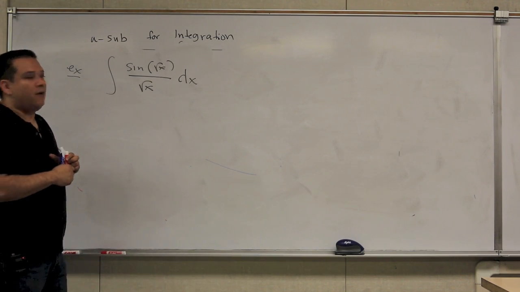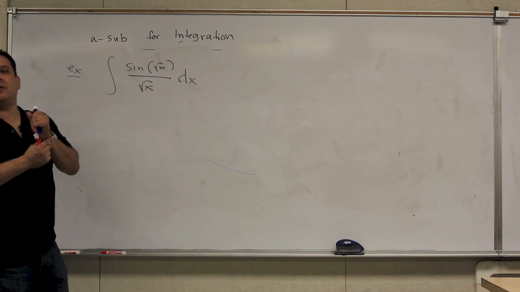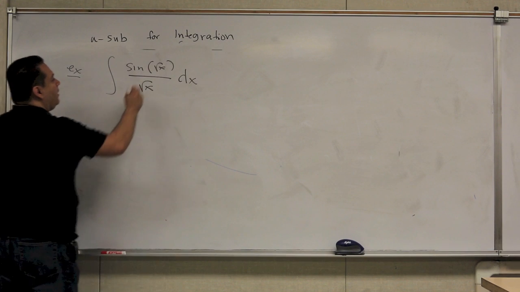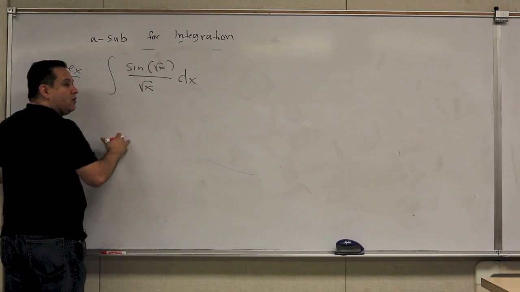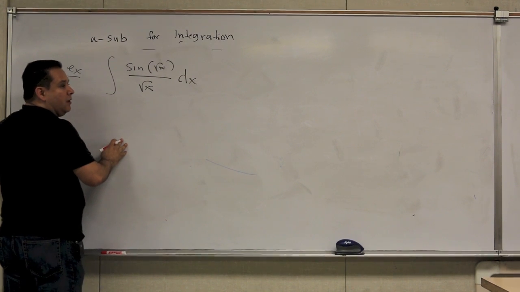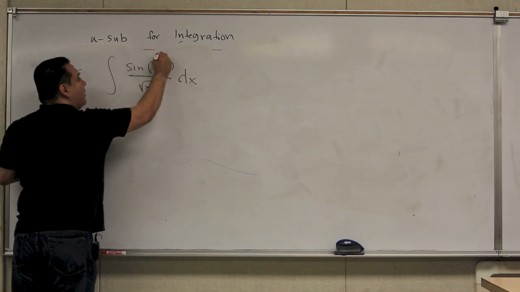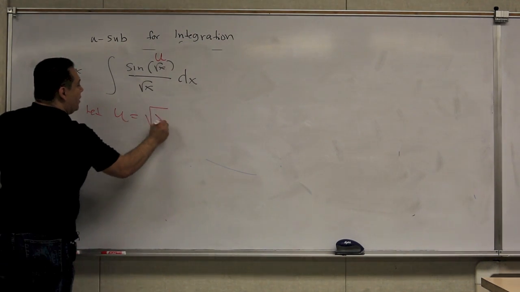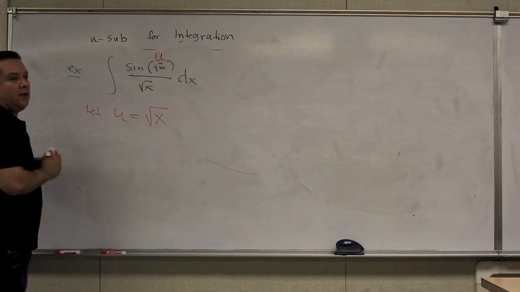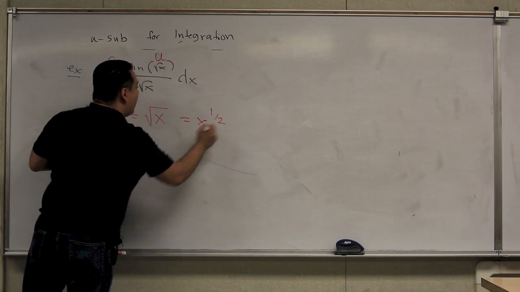Okay, what do you think the inside function might be? Okay. What do you think that inside function will be? Remember, this is composition of functions. Do you see any function inside of another? What do you see? Square root of x inside of the sine curve, right? So this is my u. So I'm going to let u be the square root of x. If u is the square root of x, I know this is x to the 1/2. Is that right?